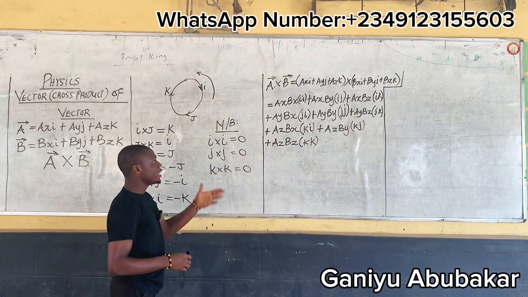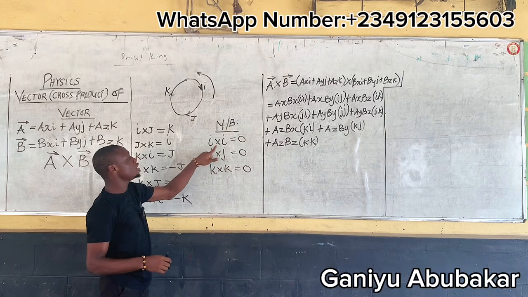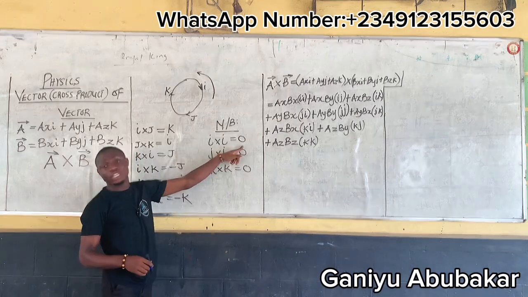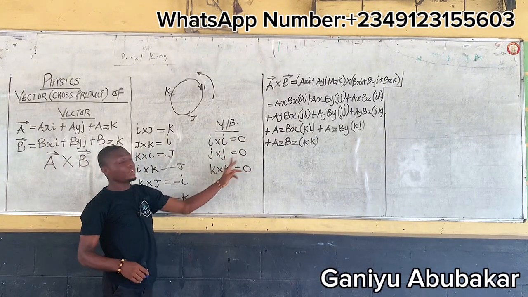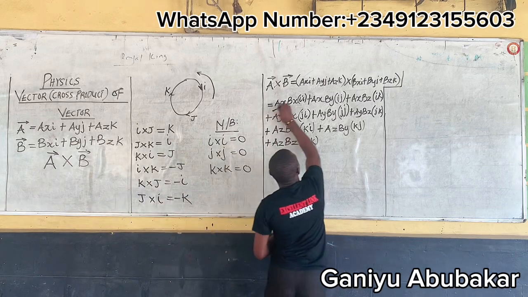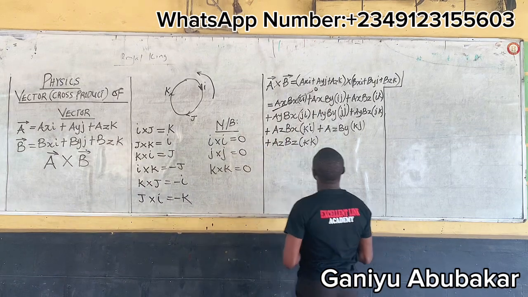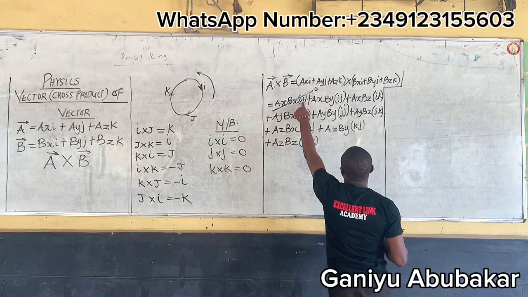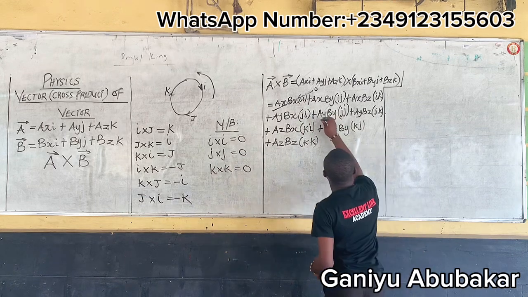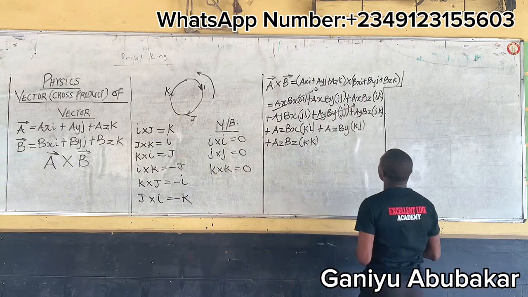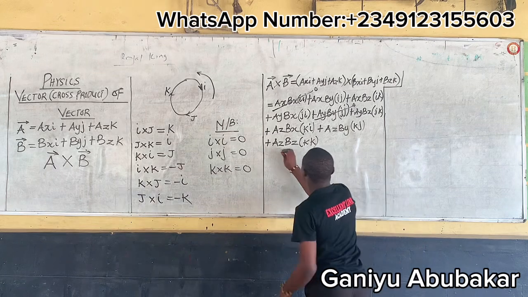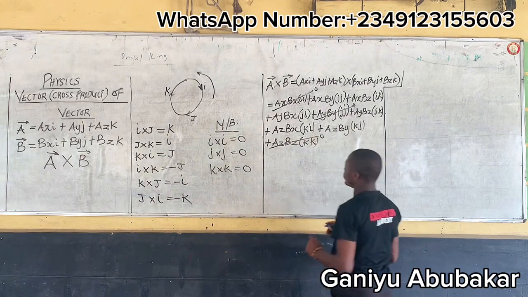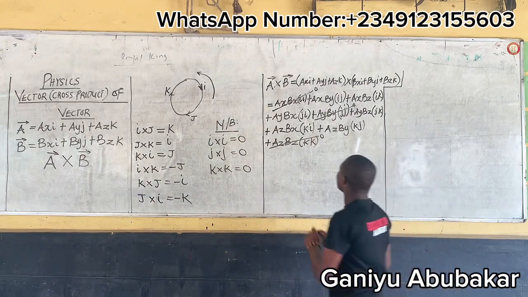Hold on. At this point we said that if I see i i together, it's 0. j j together is 0. So observe that this one gives me 0, and this should give me 0. k k, this one here should give me 0. All right, what's left now?